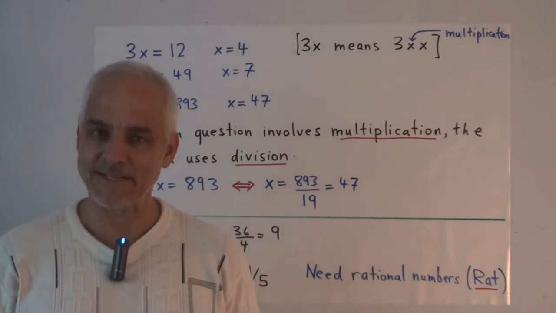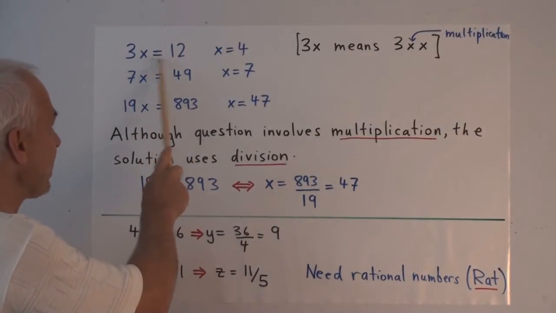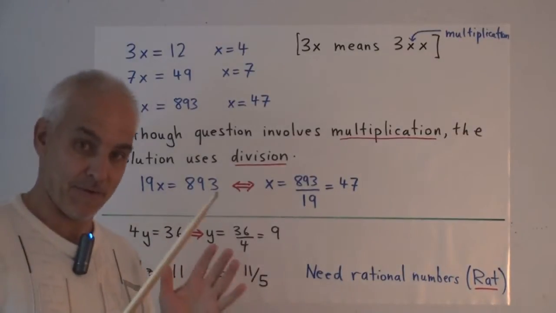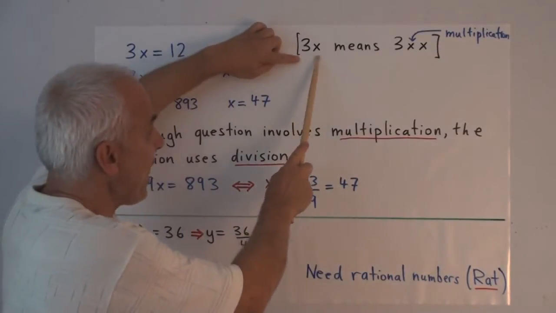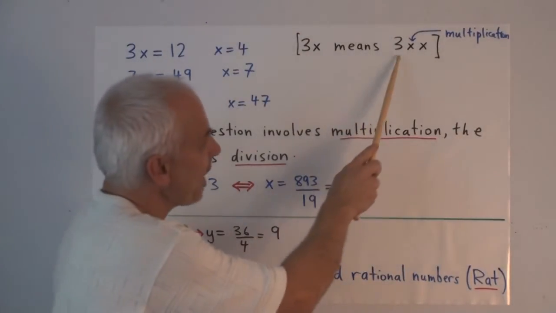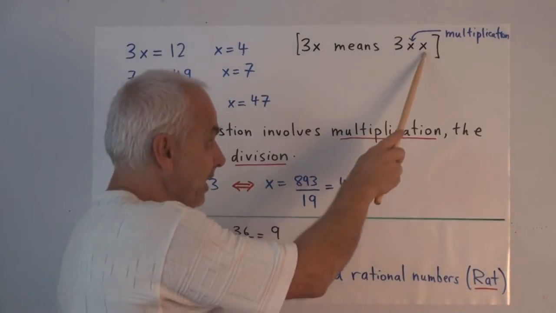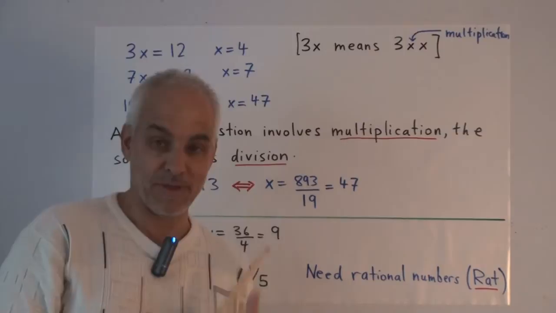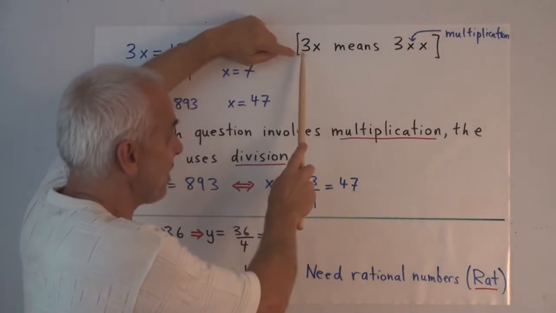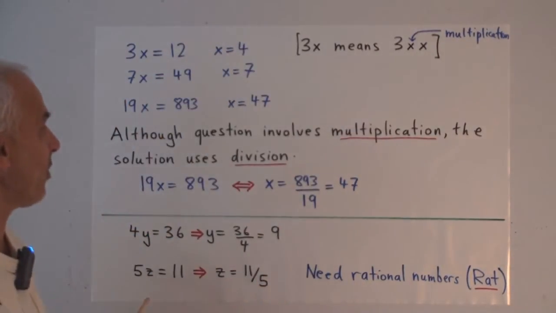Now let's have a look at some slightly more sophisticated problems. Suppose we have the equation 3x equals 12. And our convention is, and we have to be clear about what the convention is, that 3x means 3 times x. So you can see why we might use this convention, because if we're using x as a variable, then it can easily get confused with our multiplication symbol. So when we write 3x, it means 3 times x. Or similarly, 3y means 3 times y, and so on.